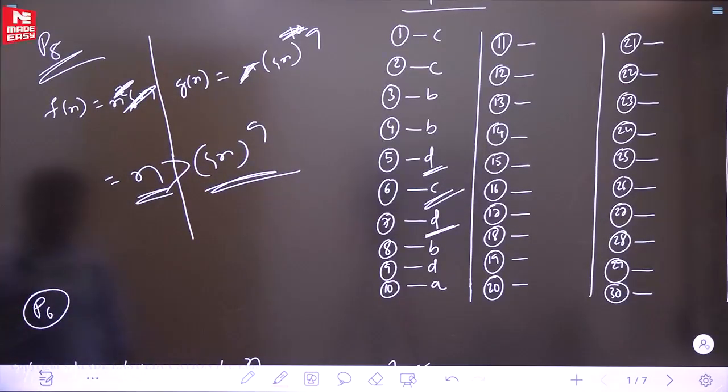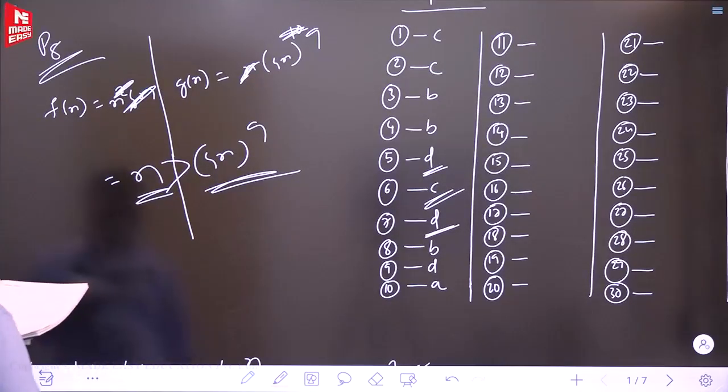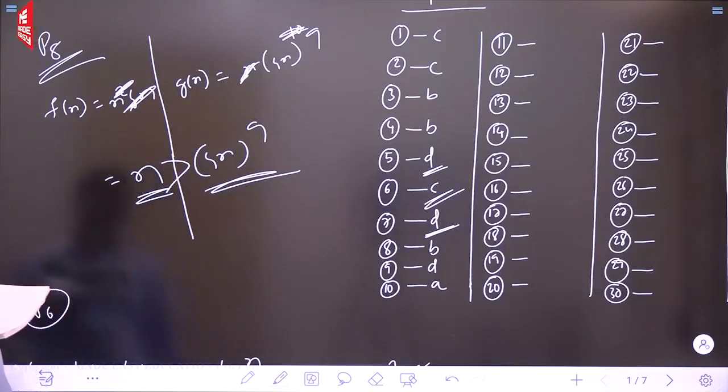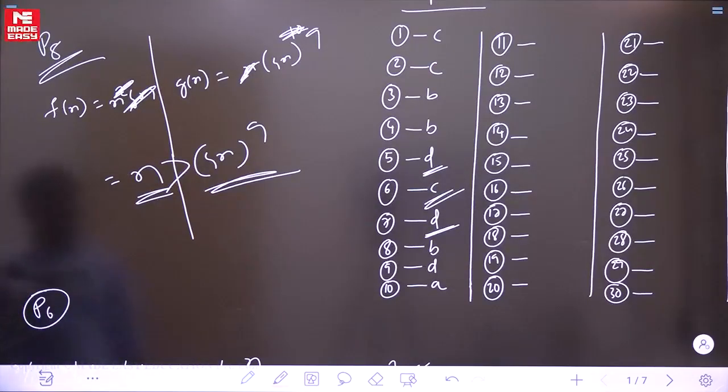If you have a small doubt, also apply log. After cancelling the common things, if you want, you can apply log. If you apply log, the left becomes log n, the right becomes 9 into log log n. Log n and log log n. Who is bigger? Log n is bigger. So everyone knows f of n is bigger.